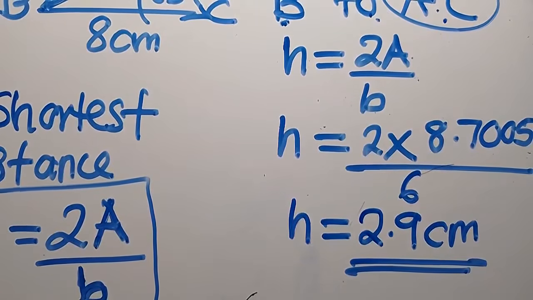So I've summarized everything: the cosine rule, sine rule, area of a triangle, and the shortest distance. Everything is in this video. Hope you've understood and you've gotten something from this.